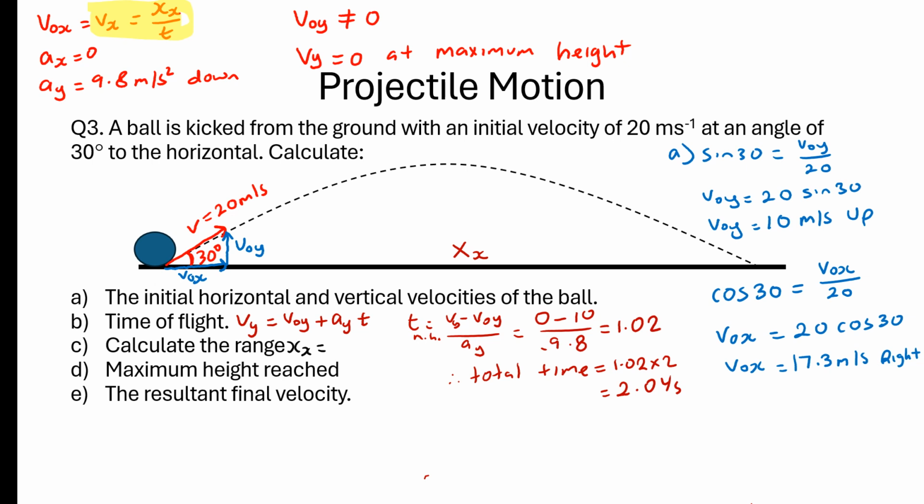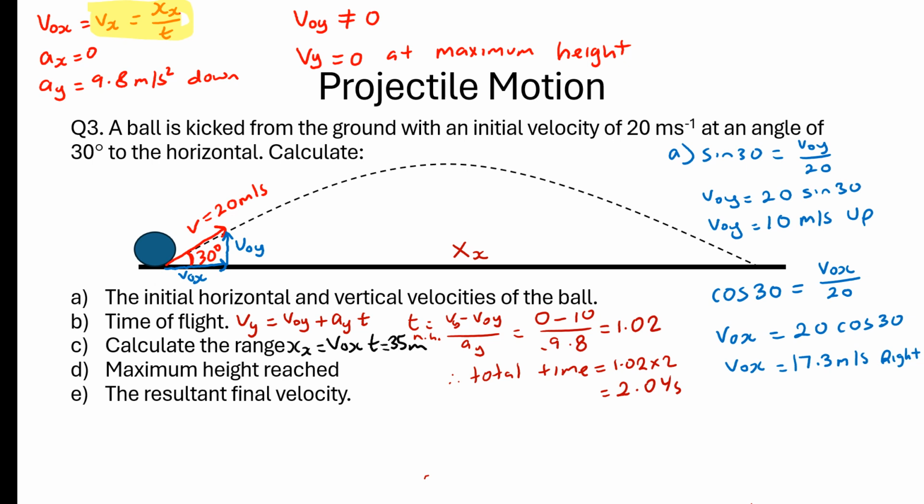I don't know Vx, but I know V naught x. So V naught x times the time. In this case, V naught x is equal to 17.3, and the time is 2.04 seconds. It took 2.04 seconds for the ball to reach the ground. Okay, so multiplying these two numbers, we get 35.292 meters. Because I don't have space, I will just write down the final answer. So 35 meters. I will just round it to a whole number.